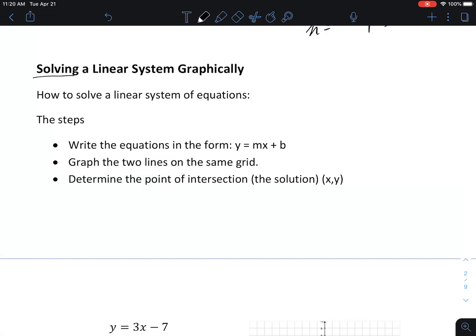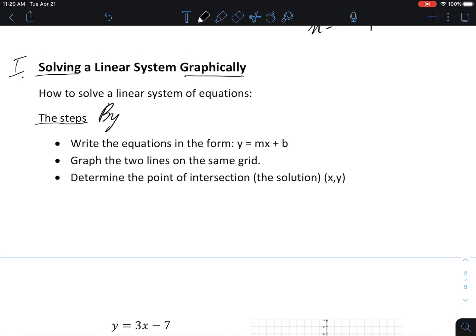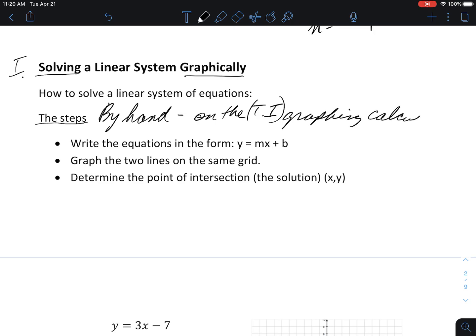All right, our next set of videos are on solving. We're going to see three techniques for solving, and the first one that we're going to look at is using a graph to solve. So how do I do that? Well, here are the steps. We can do this by hand and also on the TI or other graphing calculator.